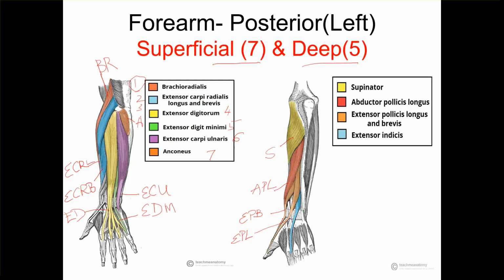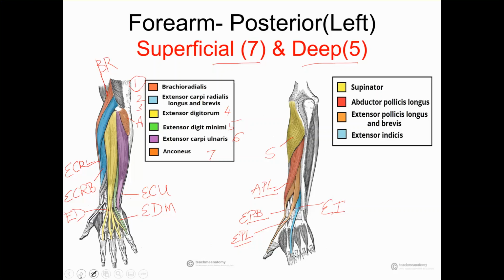On one side, that is laterally, you have two muscles, abductor pollicis longus and extensor pollicis brevis, and medially you have one muscle, extensor pollicis longus, forming the borders of the snuff box. Then one muscle going to the index finger is called extensor indicis. So totally there are 5 muscles: supinator, abductor pollicis longus, extensor pollicis brevis, extensor pollicis longus, and extensor indicis.